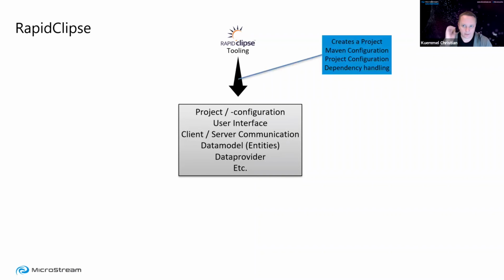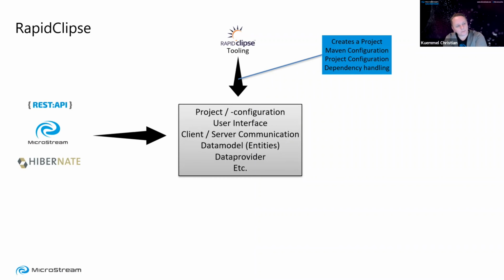And this tooling takes care of creating a project, doing all that Maven configuration stuff, doing all the project configuration, and also dependency handling. It sounds really simple, but it isn't. Believe me, it's very hard to understand how to create a good working project. The second part, and I guess the most important part, is the data provider part.